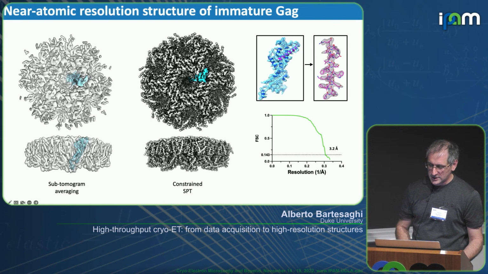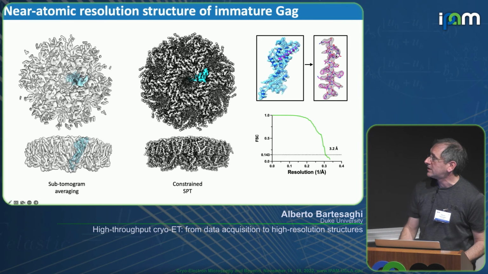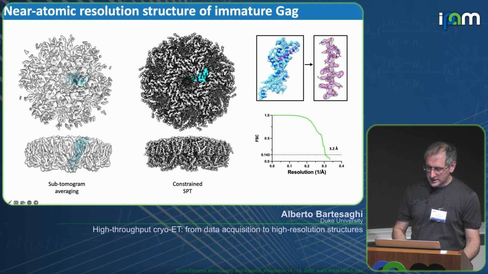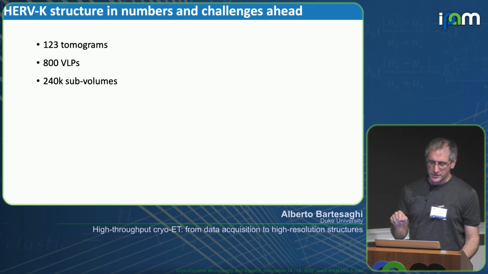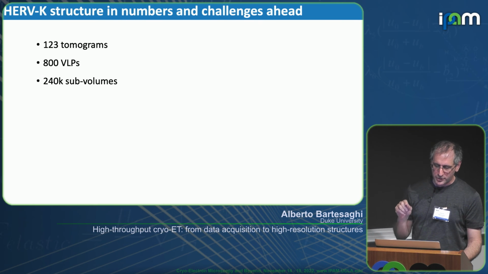Here you can see this asymmetric unit in cyan, which is zoomed here, and you can see the alpha helix, you can see all the side chains, and that's the FSC plot. Now, it was hard to get this, but the main reason I wanted to go over this with this audience was because I want to point out the challenges, right?